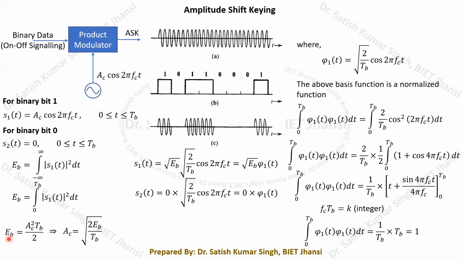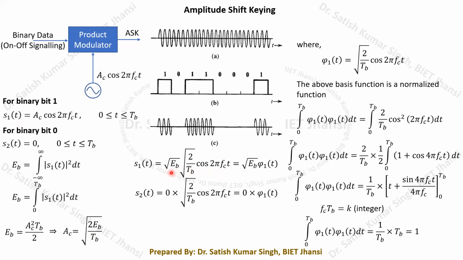So from this discussion, you can see that Ac equals the square root of 2 Eb by TB. We can substitute this Ac into the expression of S1(t). Because S2(t) is supposed to be 0, its energy content will be 0, so we don't need to calculate it. The Ac equal to root over 2 Eb by TB is for binary bit equal to 1. So I can substitute this value of Ac into the expression, and you will get this particular expression. You see this.